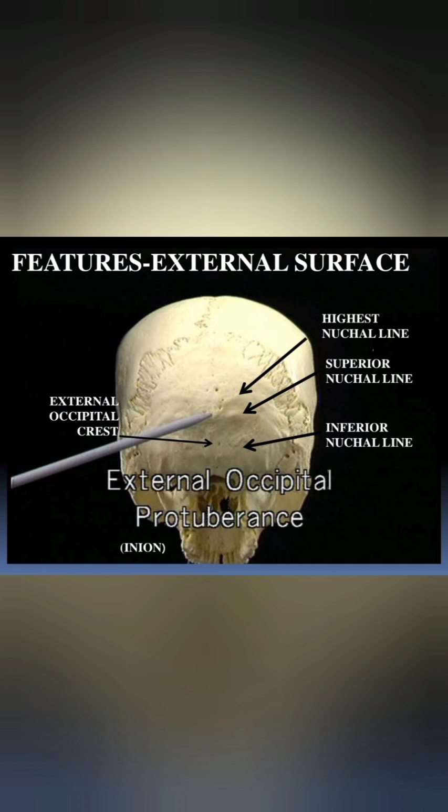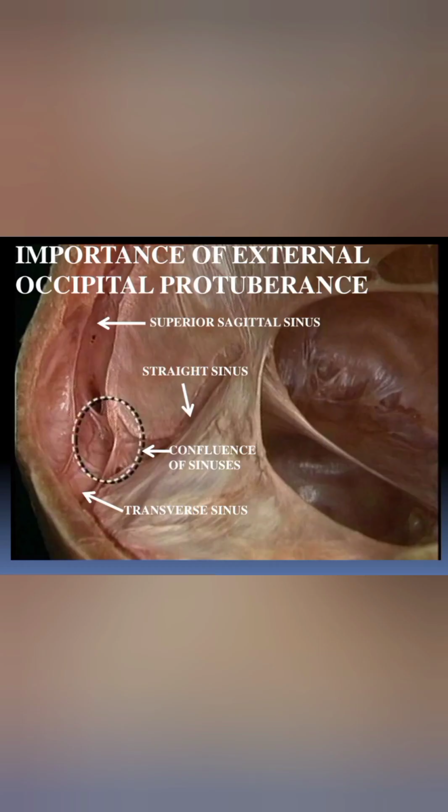And on both sides of the external occipital protuberance and the external occipital crest, there are three pairs of nuchal lines. One is called the highest nuchal line, another one is called the superior nuchal line, and another one is called the inferior nuchal line. Importance of the external occipital protuberance is: on the inner aspect, the superior sagittal sinus, located in the dura mater, ends and continues as the transverse sinus.